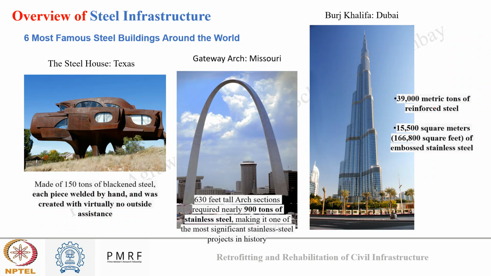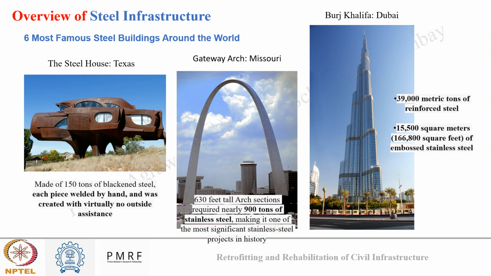Then there is this unique steel house in Texas where 150 tons of blackened steel was used. Each piece of the steel was welded by hand and was created with virtually no outside assistance. So you can see how the flexibility in design is offering a creation of aesthetically pleasing structures using steel.